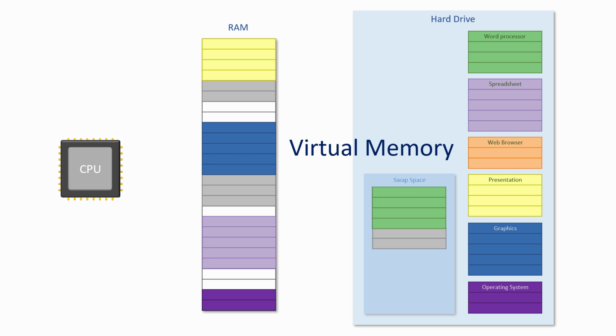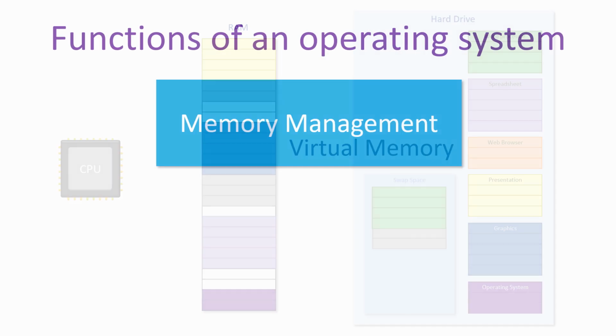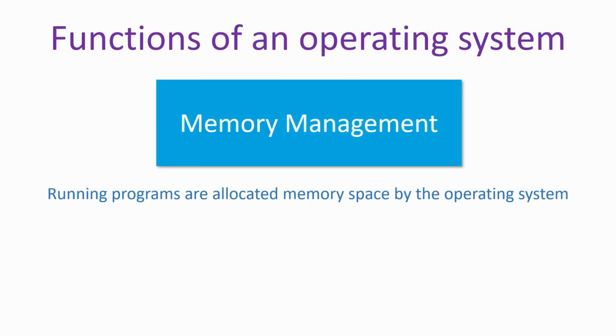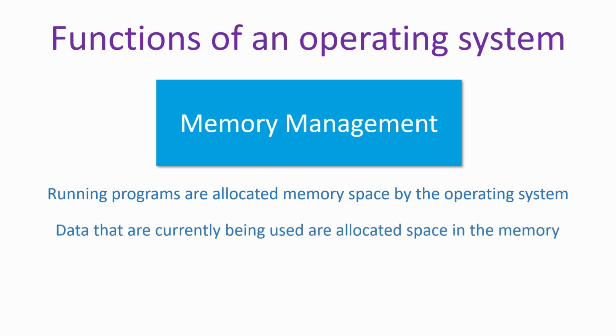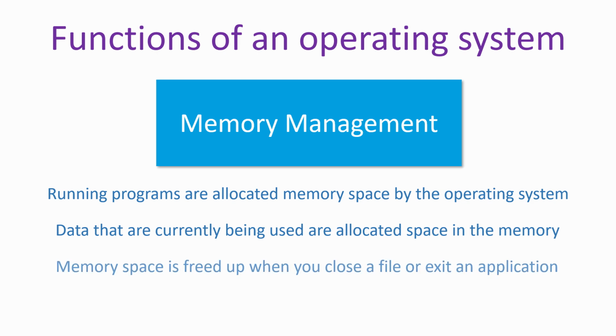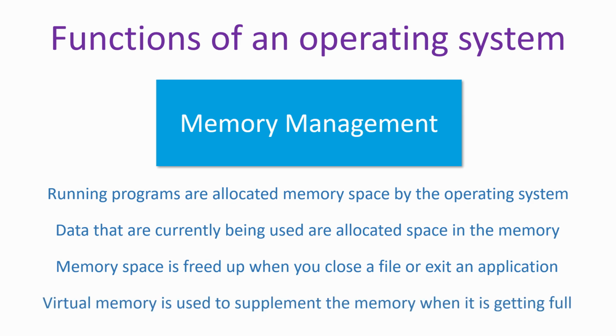In summary, running programs are allocated memory space by the operating system. Data that are currently being used are also allocated memory space by the operating system. If you have a file open, it's occupying space too. When you close a document or exit an application, the operating system will ensure that the memory is freed up. When the RAM is getting particularly full, it can be supplemented with virtual memory.